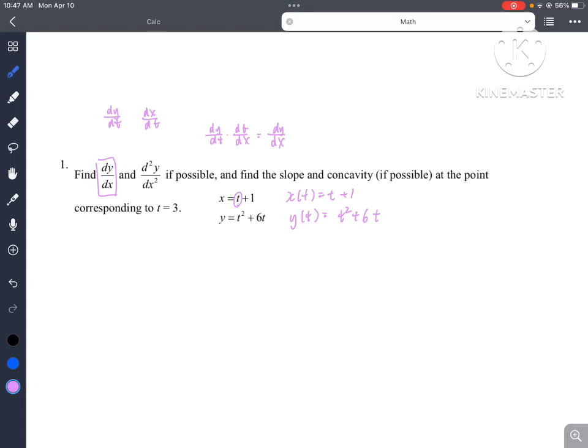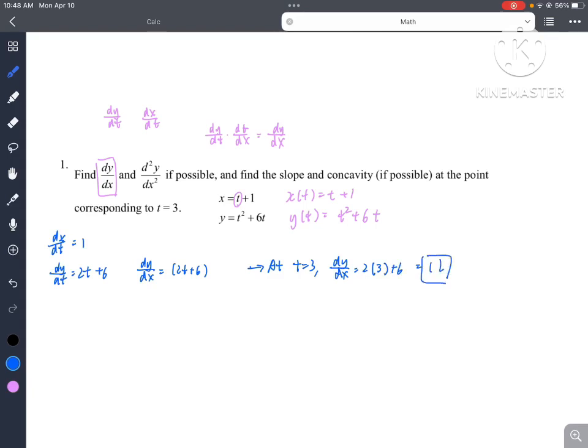So how should we find these? Let's just differentiate these equations. So dx over dt is just equal to 1. dy over dt is just equal to 2t plus 6. So dy over dx is equal to 2t plus 6 times 1, or just 2t plus 6. So at t equals 3, dy over dx is equal to 2 times 3 plus 6, which is equal to 12. So in other words, the slope is equal to 12.